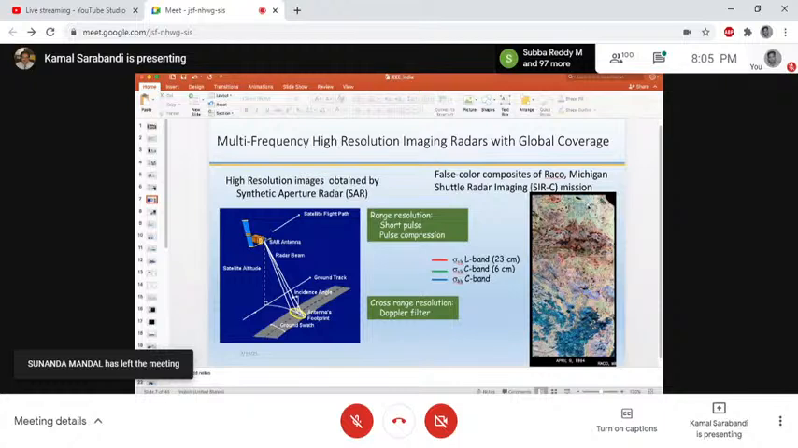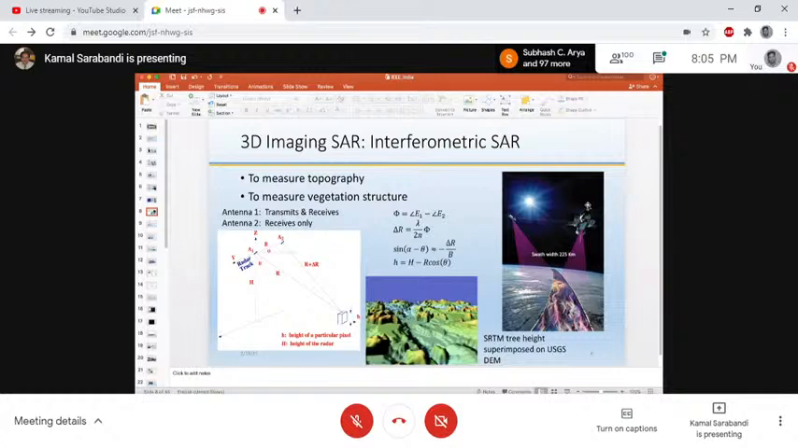There are other modalities with radars. This is also very interesting, and this technique was invented towards the end of the 90s and was implemented in the year 2000 in a mission that I was involved with, and that was the Shuttle Radar Topography Mission.